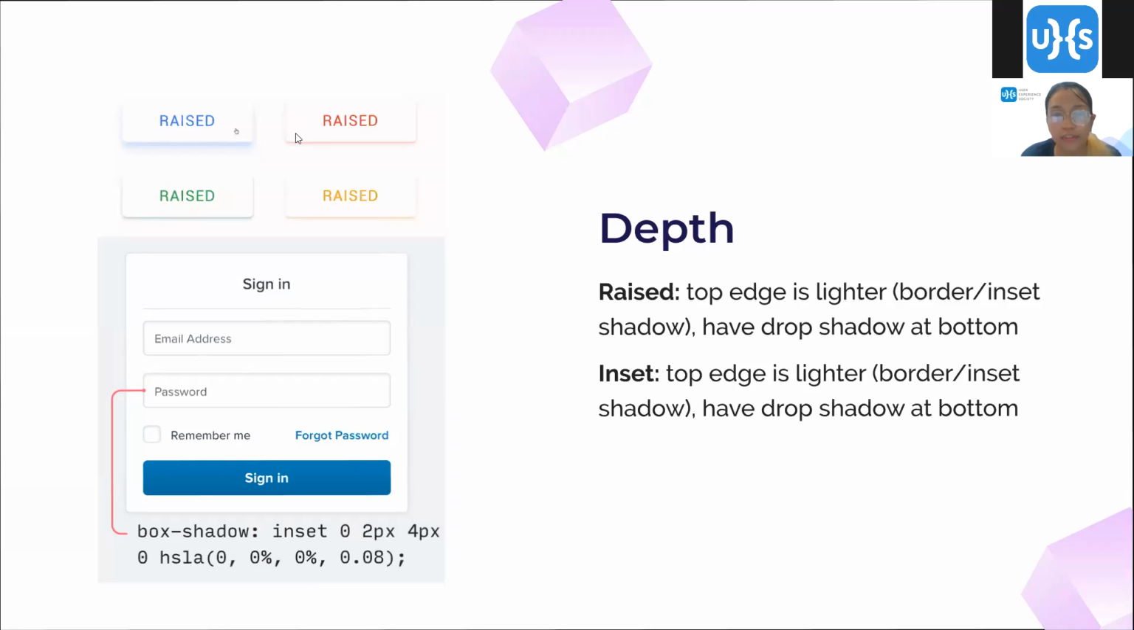Another kind of depth you can indicate is inset. It looks farther away from the user and more embedded within the UI. And the top edge is lighter here, as you can see, for example, in the form UI. It looks farther away because of how the box shadow is put. So both raised and inset give a more 3D feel to your interface.